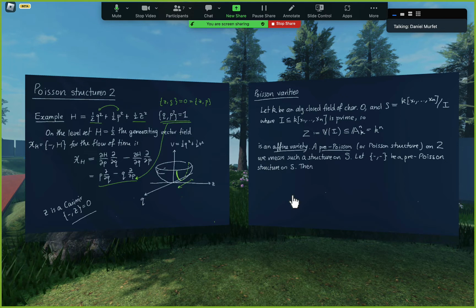Right, so by what we said last time, if I take f and g in the polynomial ring, I have... so I'm going to use bar to denote the equivalence class in S.